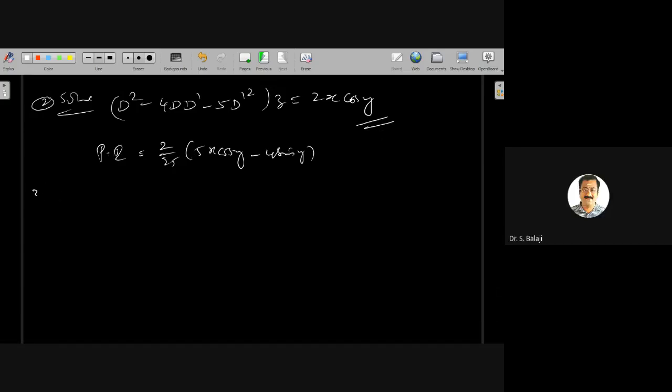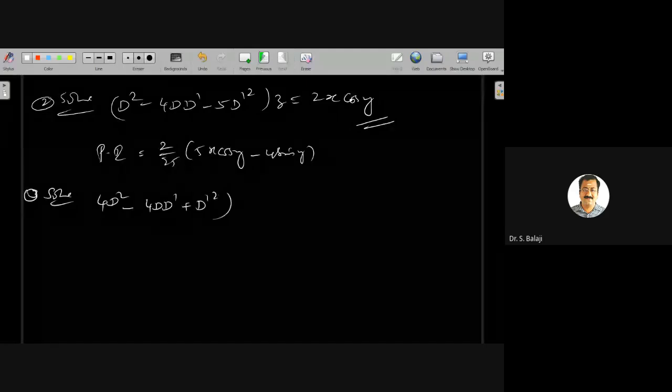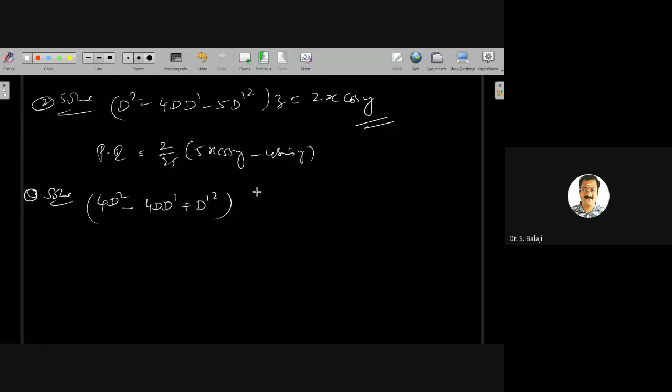Okay, in the same manner, you have one more problem in this part. Solve 4D square minus 4D D dash plus D dash square of z equal to 16 log of x plus 2y. Right hand side is a different function, a logarithm function.